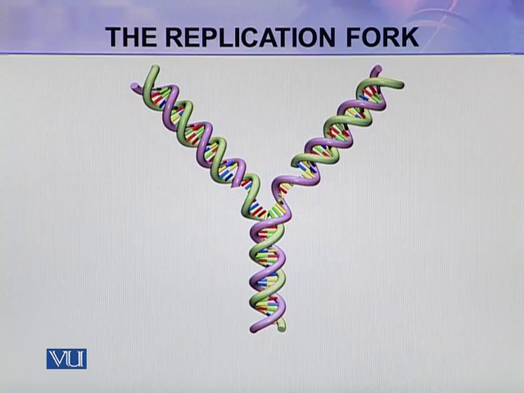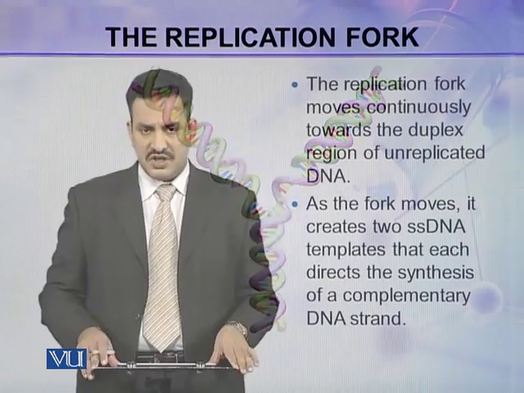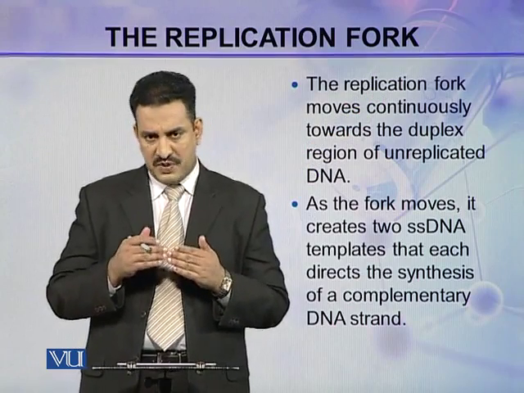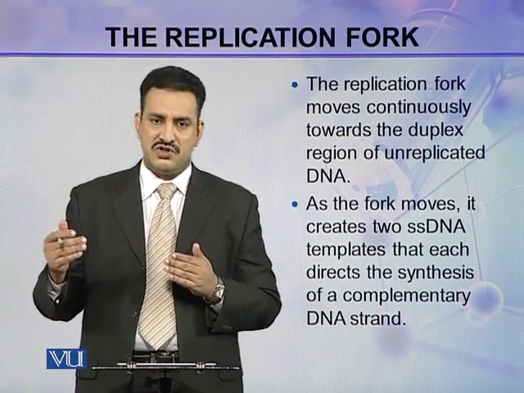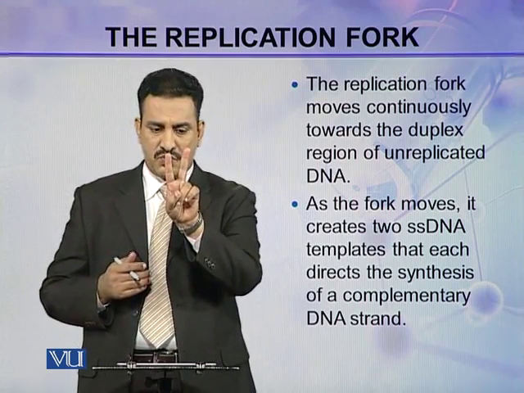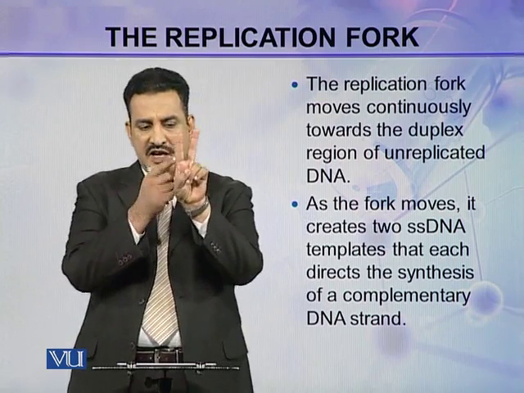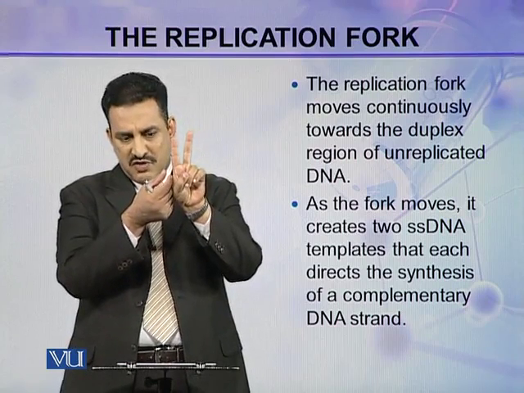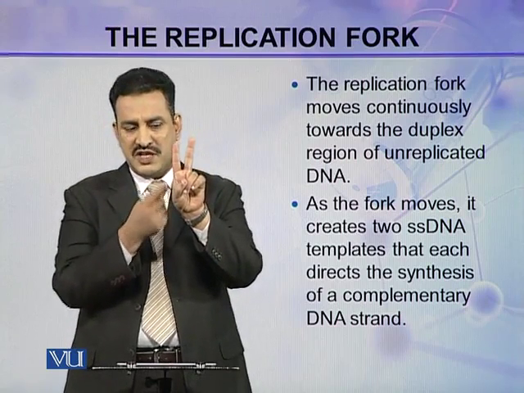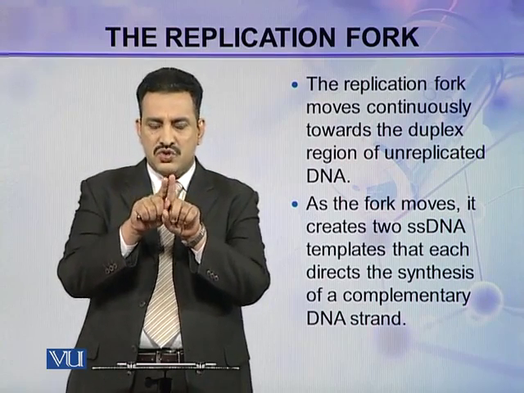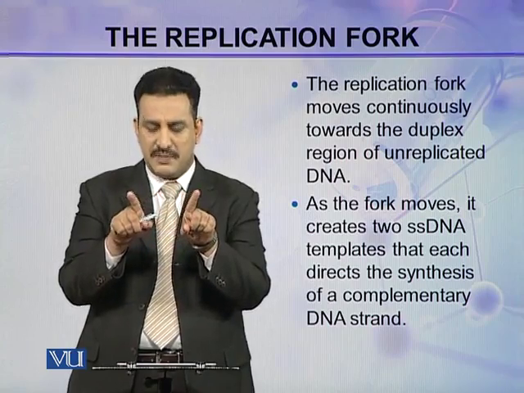So the replication fork initiates the DNA replication. The replication fork moves continuously towards the duplex region of the unreplicated DNA. As you know, this is a duplex. It opens and it makes the replication fork, and this fork starts moving towards the unreplicated DNA molecule, that is double-stranded DNA molecules. It keeps on moving, and the two strands keep on opening up.